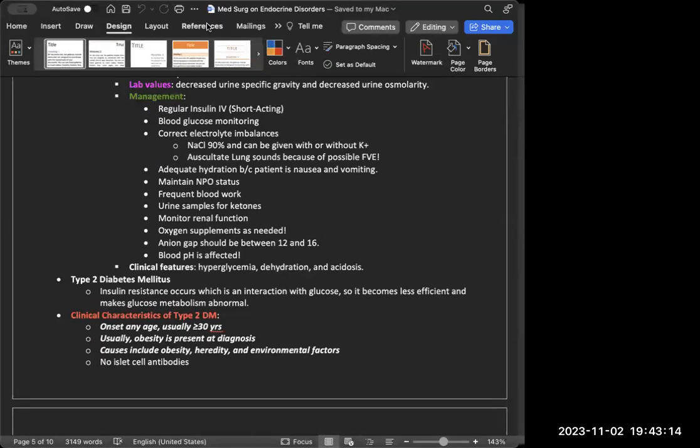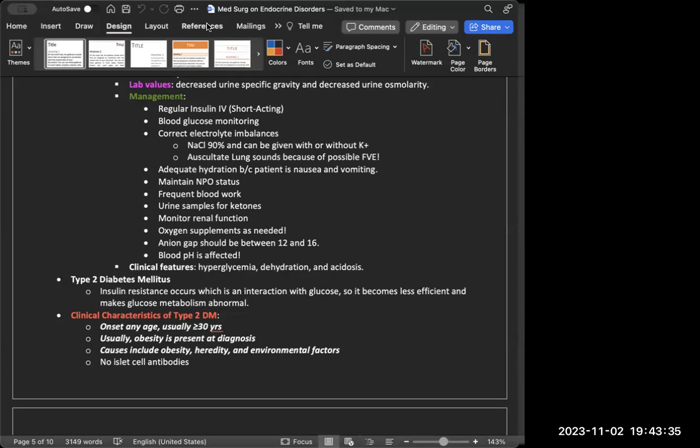We also want to monitor blood sugar levels. Why? Because their issue is that they don't have enough insulin. So their sugar levels aren't that great. And right now, if they're in diabetic ketoacidosis, their sugar levels are over 300. So we want to watch that. It can also cause electrolyte imbalances because of the potential of them having nausea and vomiting as a result of having such a high sugar level.